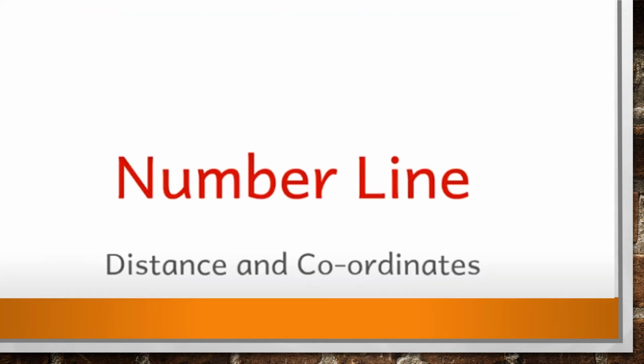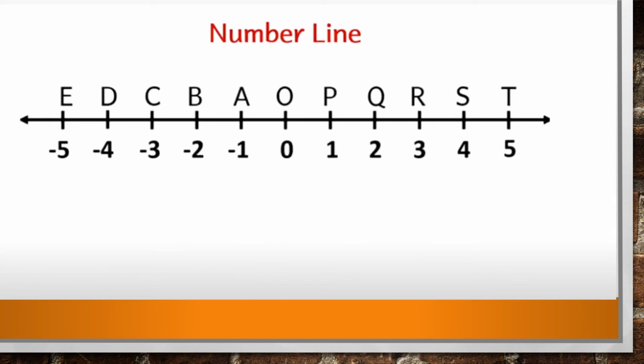Let's understand more about the number line in terms of distance and coordinates. Okay, we have learned about the basic number line, how we move from one place to the other, from the left side to the right side. Okay, what is origin? Now we will learn about distance and coordinates. Let's have a look at it. Now we can see a number line on the screen.